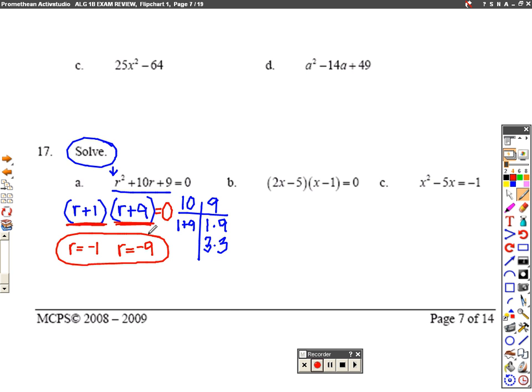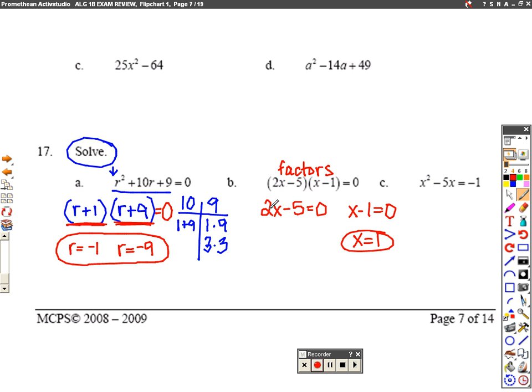Okay, letter B. Conveniently, this one's already factored for you. So since they already gave you the factors, all you have to do is that very last step that I did in red. So either this one is 0 or this one is 0. I'll do this one first because this one's easier. X is equal to +1.